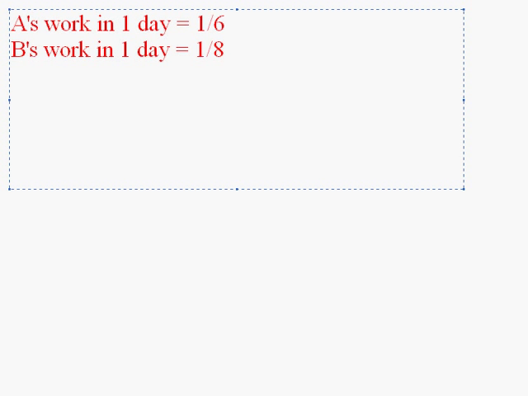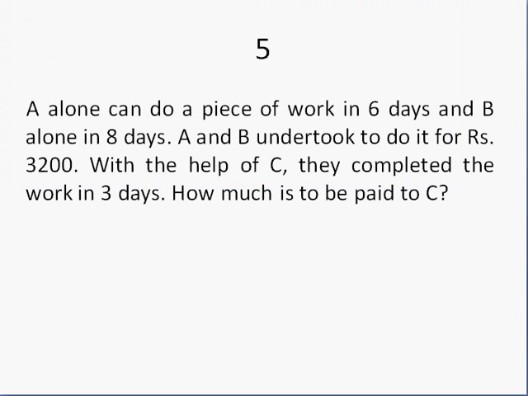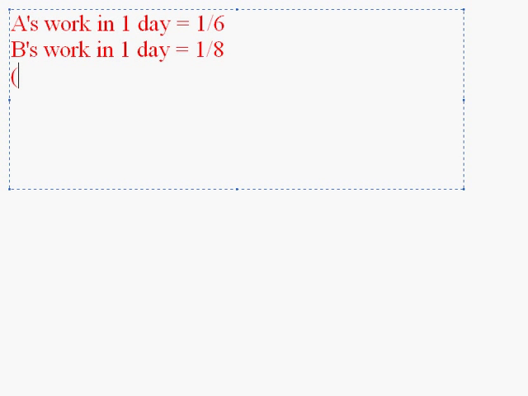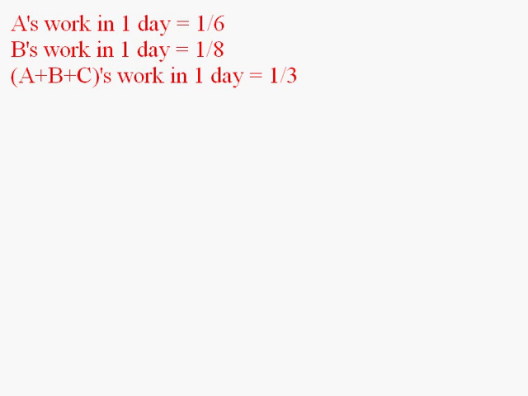Now what about C? When A and B undertook to do it for rupees 3200, with the help of C they completed the whole work in 3 days. So when C started working with A and B, these three finished the whole work in 3 days. So what does that mean? When A plus B plus C are working, they complete the whole work in 3 days. So it means that A plus B plus C's work in 1 day is equal to 1 upon 3, right?